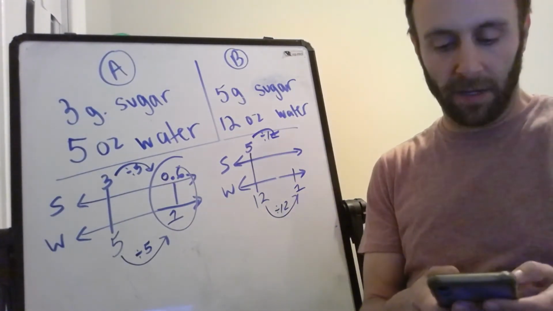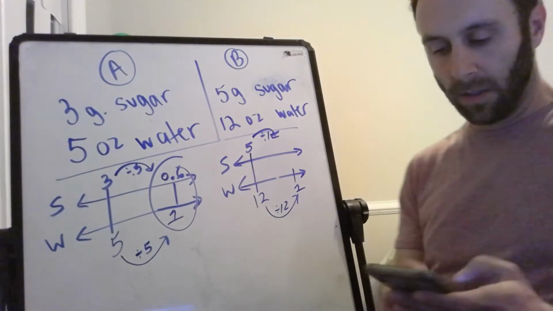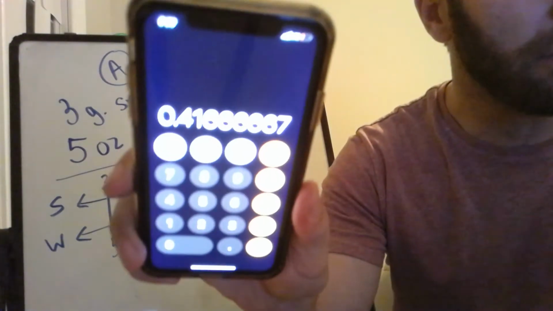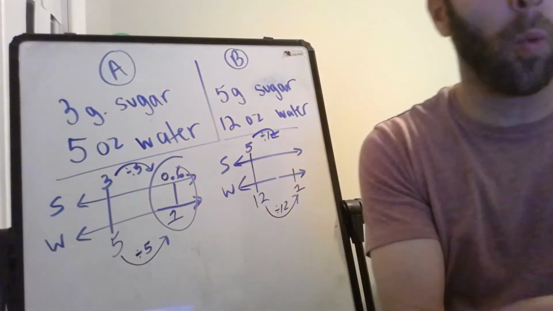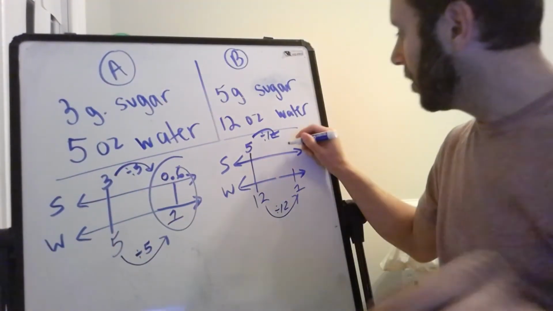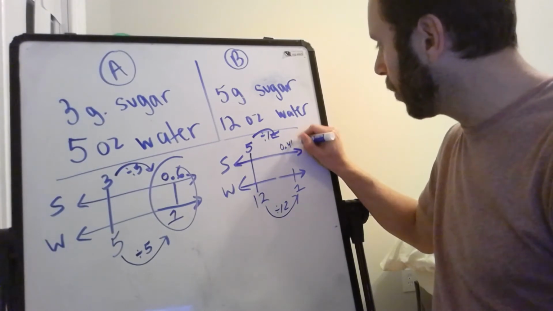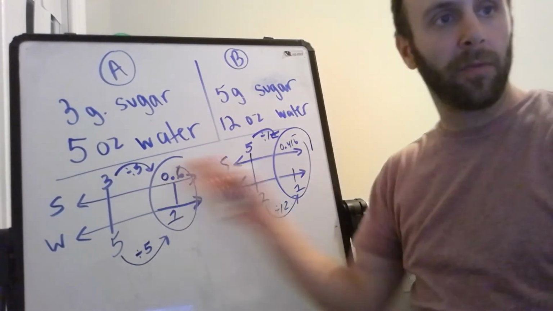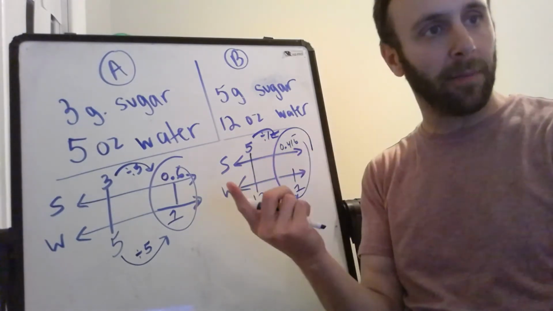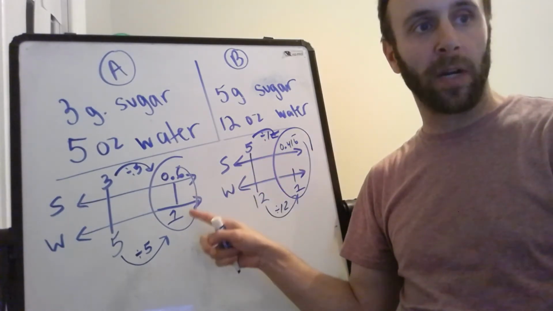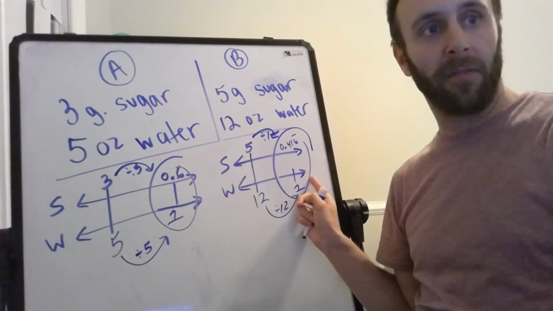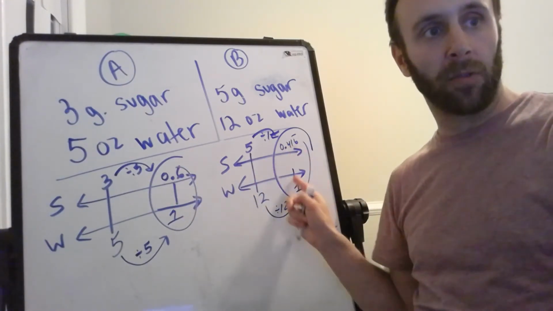So 5 divided by 12, you get 0.41666 repeating. So I'm going to write 0.416 repeating. Okay. Now this is really, really important because I had 2 different drinks of water, but now I could actually compare them. Because now I know in drink A, if there's 1 ounce of water, that's how much sugar. In drink B, if there is 1 ounce of water, that's how much sugar.